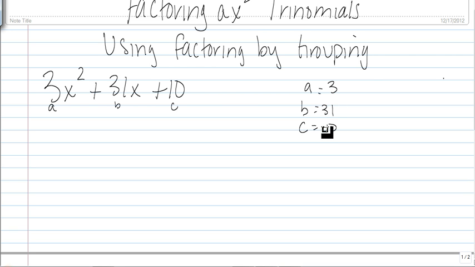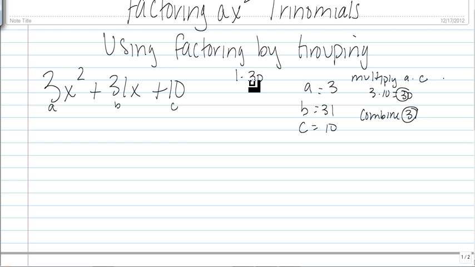So now the first thing you want to do is multiply your a times your c. So that would be 3 times 10, which is 30. Now we're looking for two numbers that multiply to 30, but combine to your middle term of b, or 31. So what times what is 30 and combines to 31? That'd be 1 times 30.